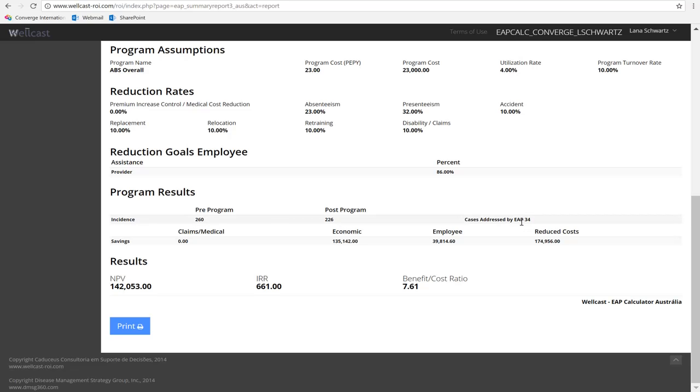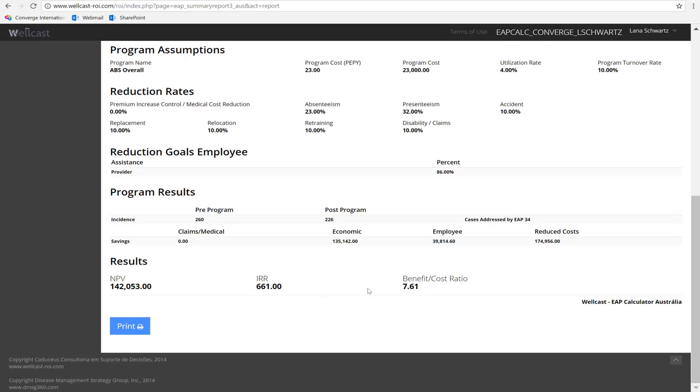But from our 34 cases, we've actually saved the organisation $174,956. And that's based on reduces in absenteeism and presenteeism. We've also saved employees $39,814. So if an organisation wanted to report back to their employees how much of a benefit this is to their organisation, they could report that back as well. The economic cost is our actual cost that we've saved the organisation minus the cost of the program. So that's where we get our economic cost.